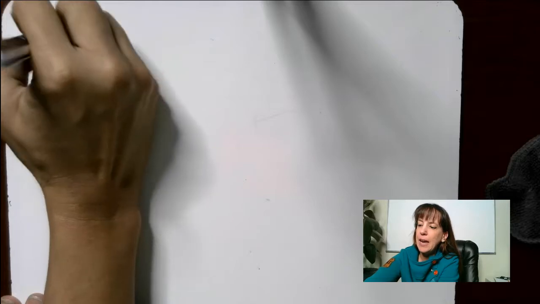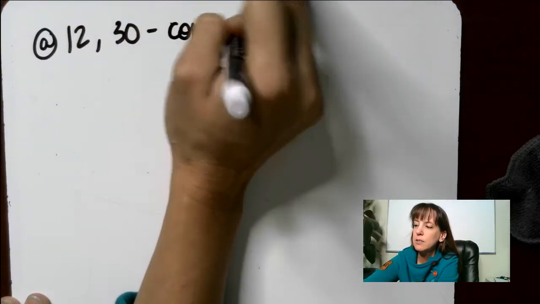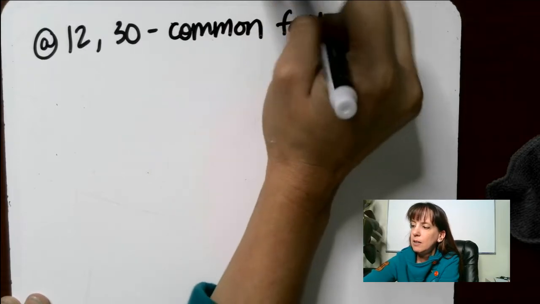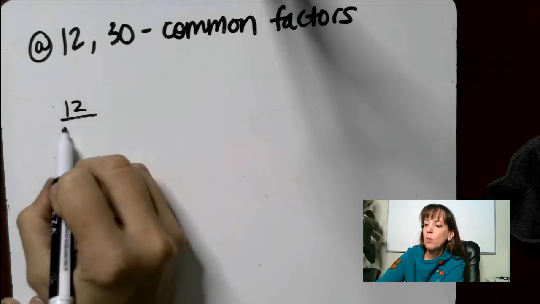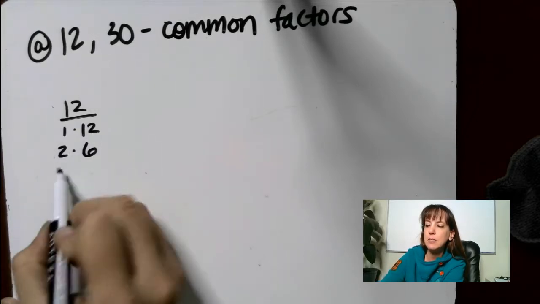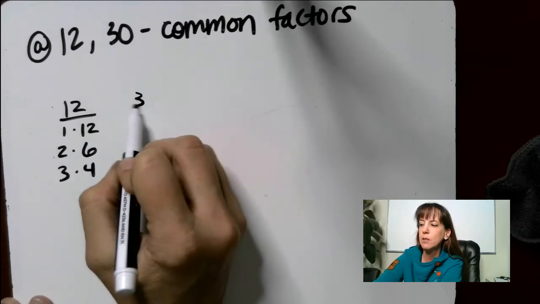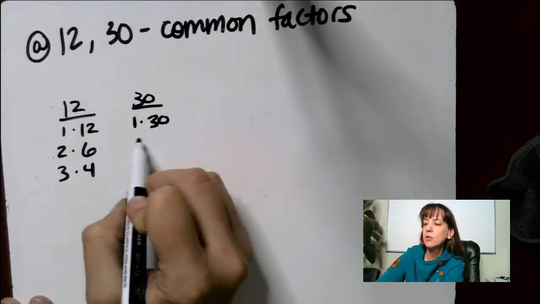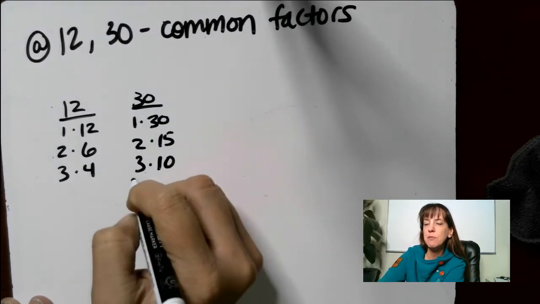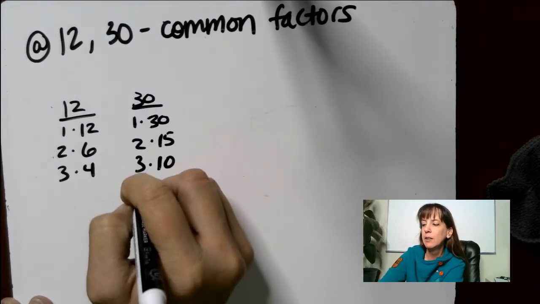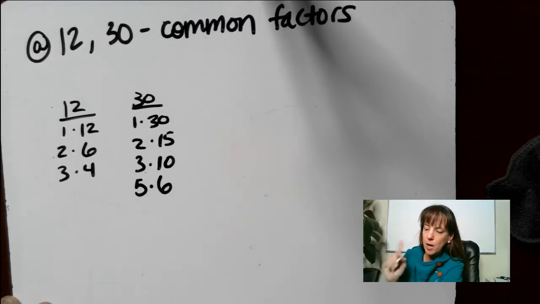All right, so for A, 12 and 30, common factors. So we're going to list the common factors for 12 and 30. Let's start with 12. 1 times 12, 2 times 6, 3 times 4. After 3 comes 4, 4 is already on the board, so we're good. 30, 1 times 30, 2 times 15, 3 times 10. After 3 comes 4, 4 does not go in, but 5 times 6. After 5 comes 6, 6 is already on the board, bam.